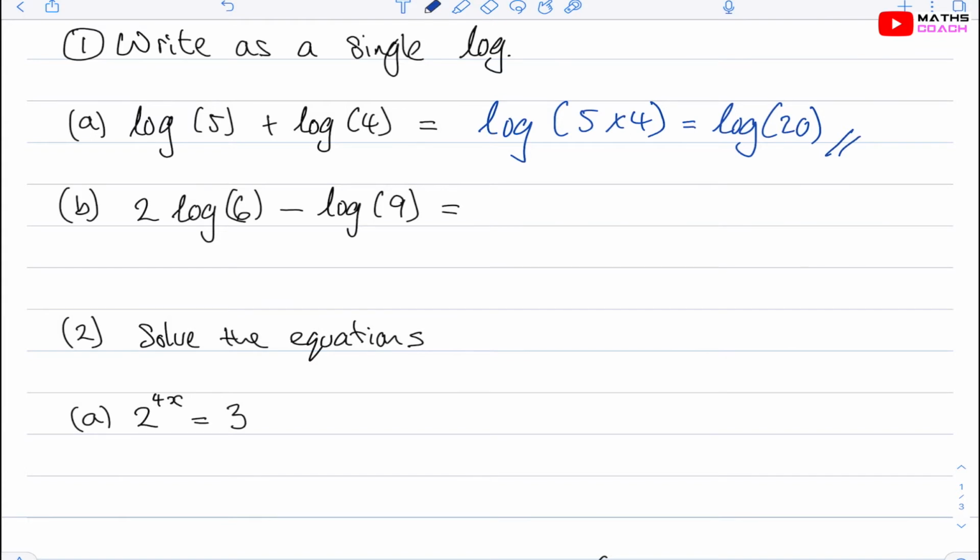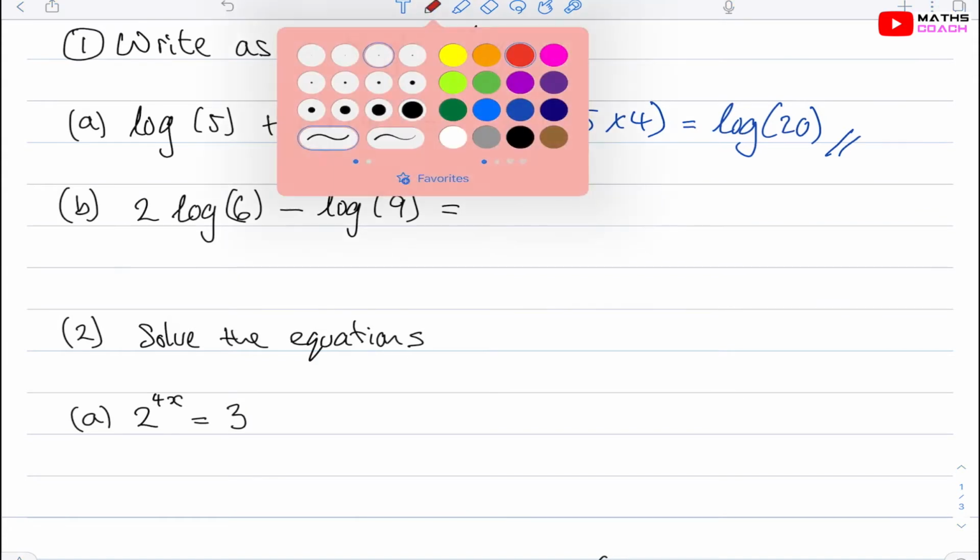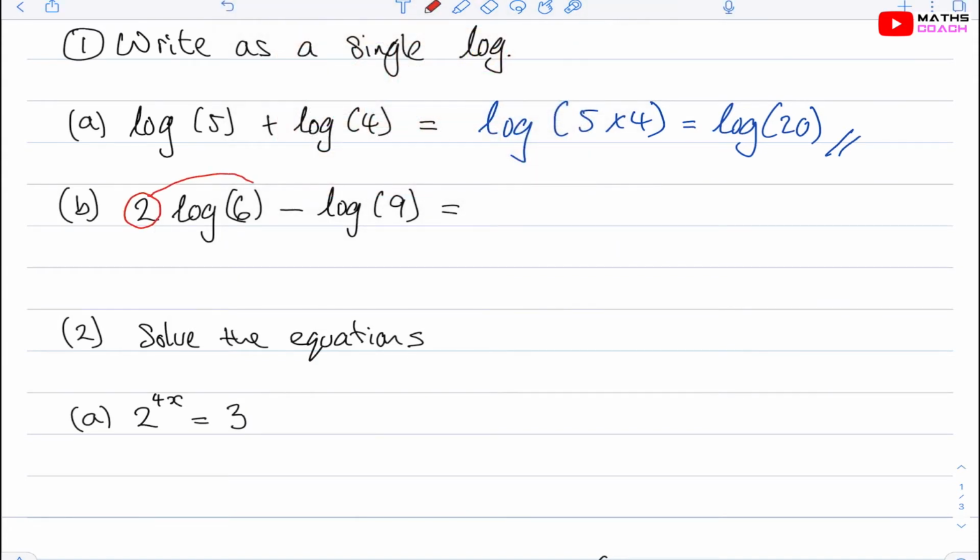For the second one, 2 times the log of 6 take away log of 9. So let's simplify the 2 times the log of 6. So we saw in the previous video that the coefficient of a log term can move to the top as a power, or it can be moved back down as a coefficient. In this case, in order for me to bring the two logs together using the laws of logarithms, this power 2 needs to be brought back at the top. So the coefficient of each of my log terms needs to be 1.